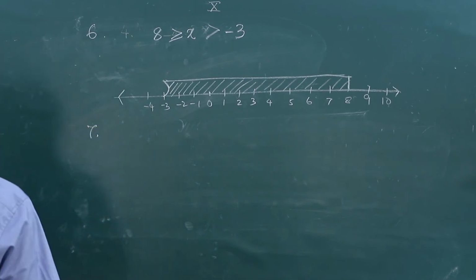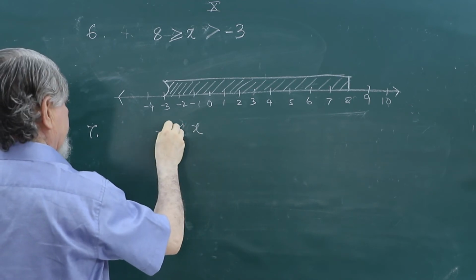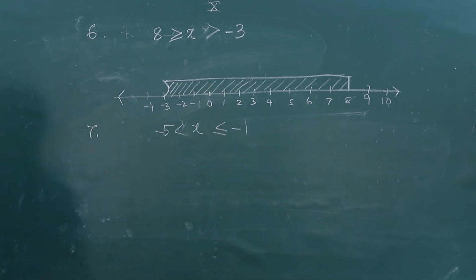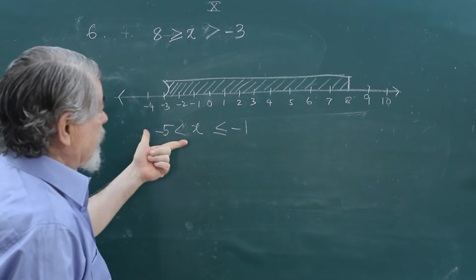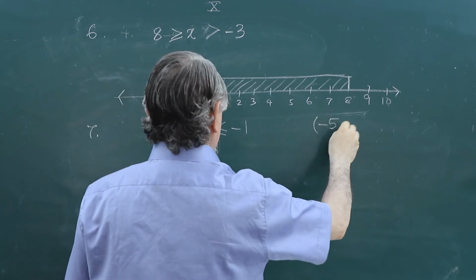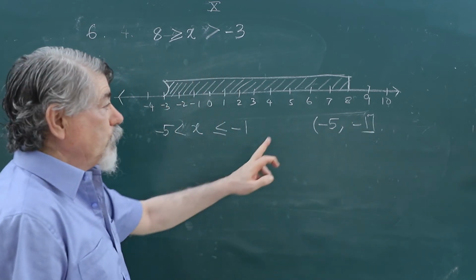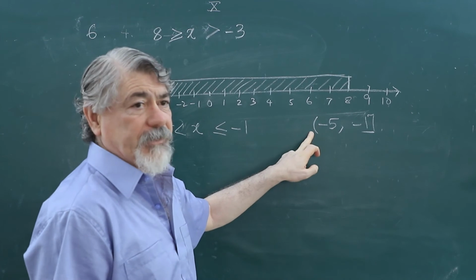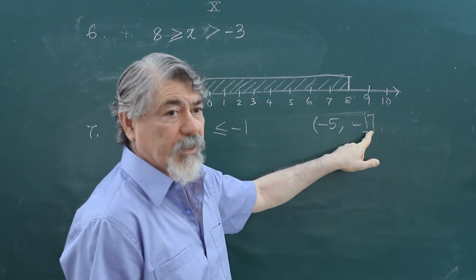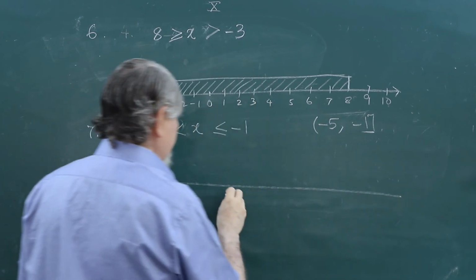Question number 7. X is greater than minus 5 and less than or equal to minus 1. This is very important to understand. X is greater than minus 5. If I want to write it in brackets, it is an open bracket at minus 5, which means minus 5 is not included, and a closed bracket at minus 1, so minus 1 is included. So how do we represent it on the number line?